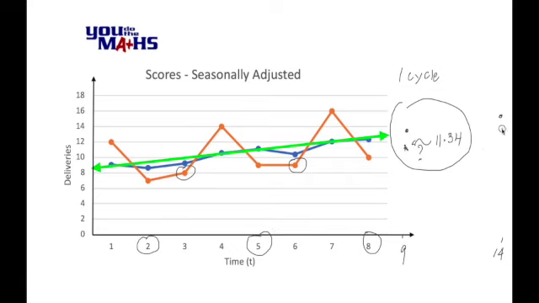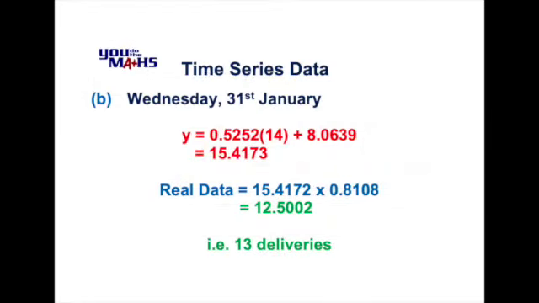So any prediction outside the given data is given the label of extrapolation. But if it's within one cycle, there's some leniency and we can have some faith in that prediction. This is significantly away from the scores that were given. So we have to say that this prediction is unreliable. So whilst we did get a score of 13 deliveries for that particular Wednesday, and it does look relevant to the pattern that's occurring, because it's well outside the given data, we call it extrapolation, and that means that we do not have confidence in that particular prediction.